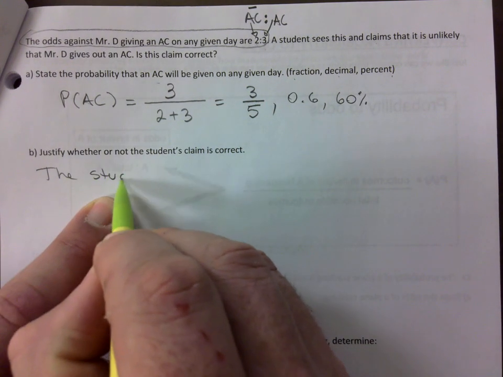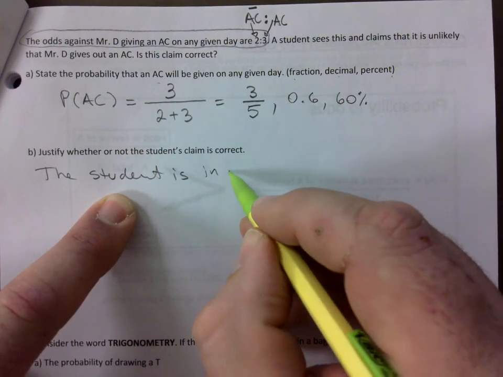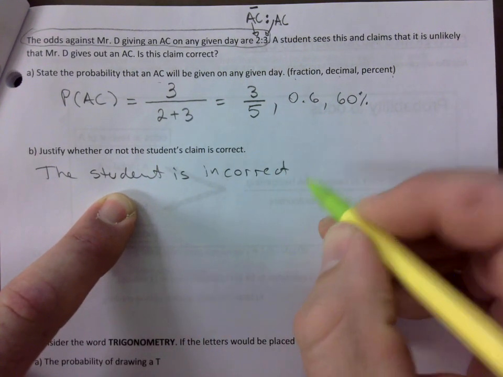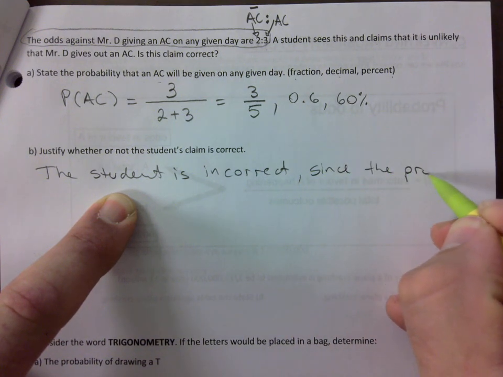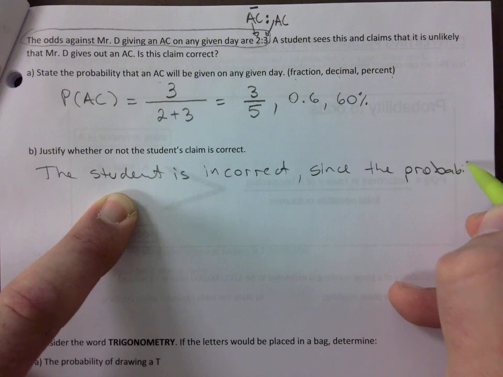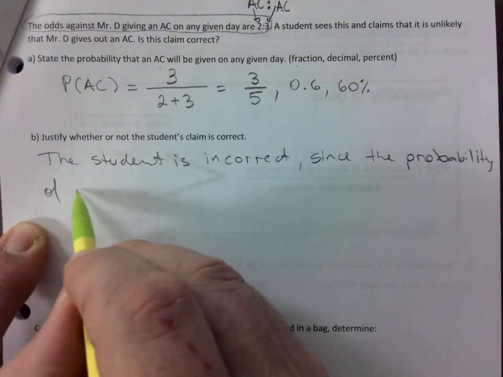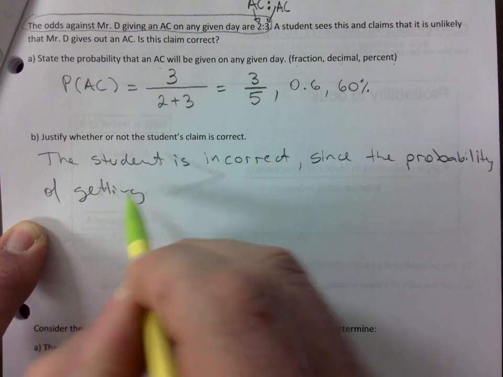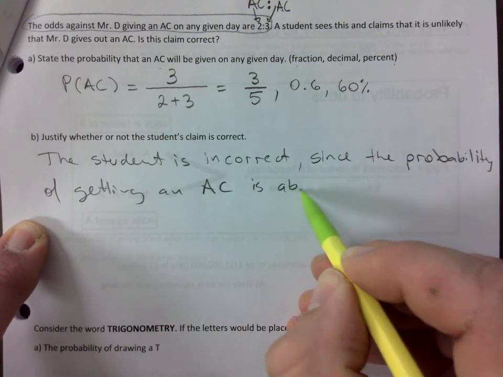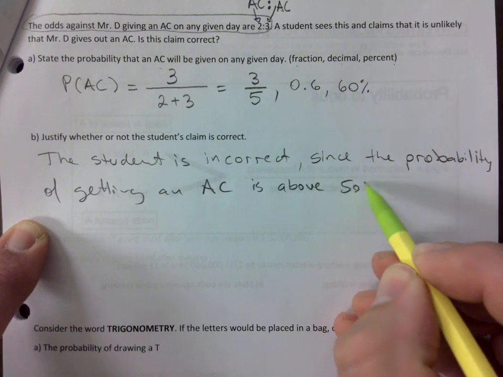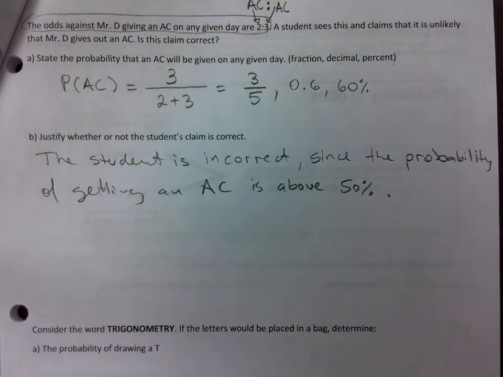The student is incorrect since the probability of getting an AC is above 50%. That would be your answer.